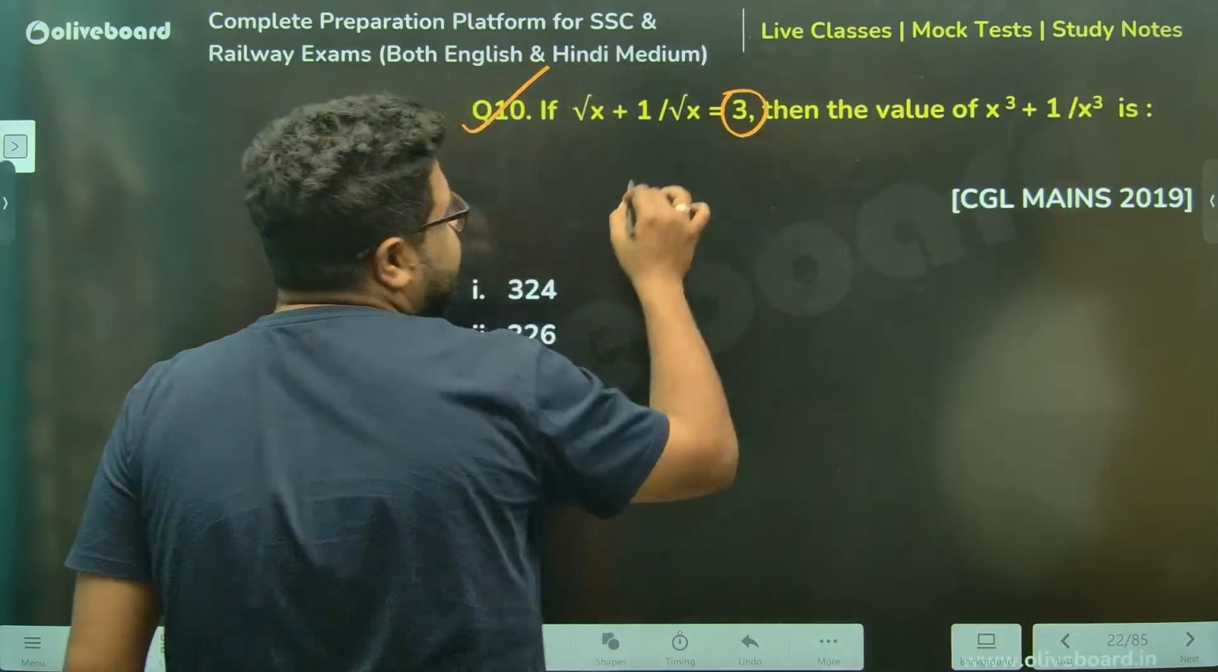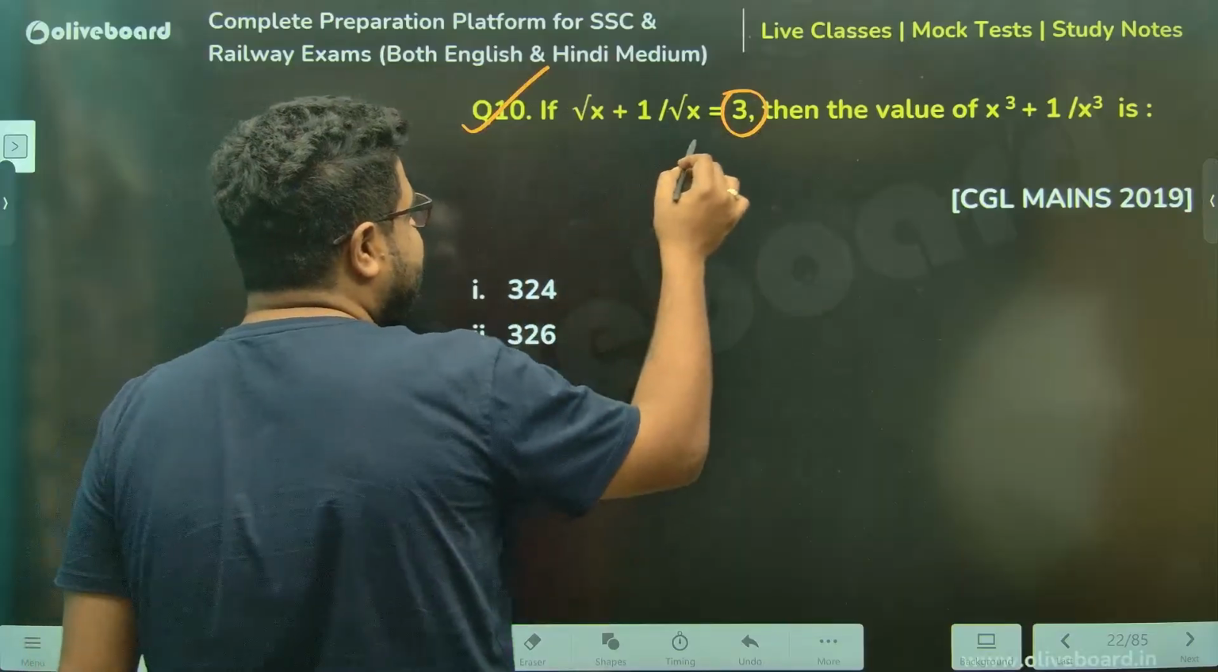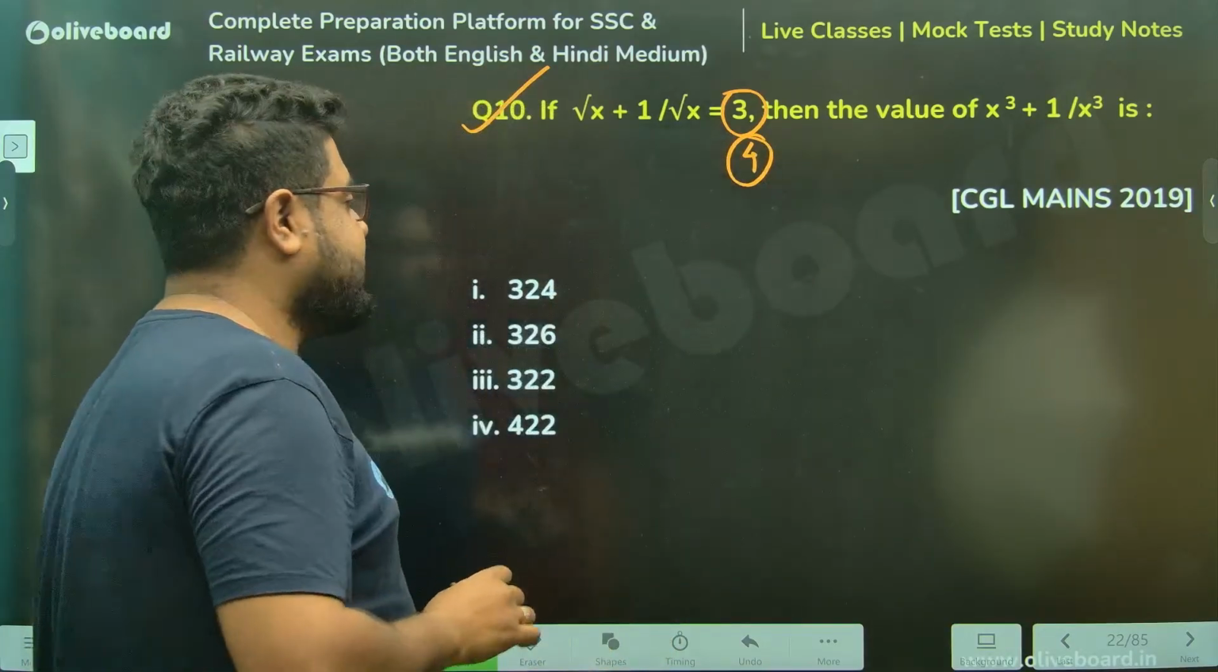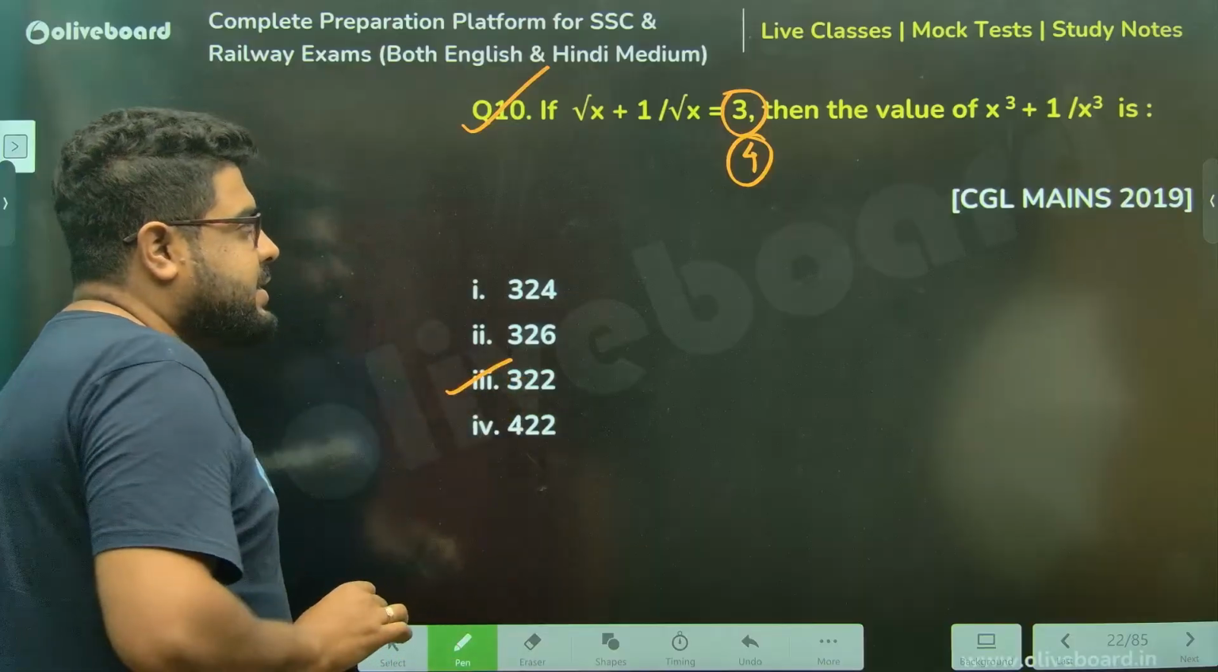So if it is 3, sir, we have done the same examples multiple times. Achha, do one thing. If it is 4, what will that be? So 322 here is the answer.